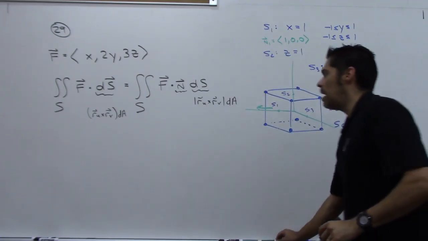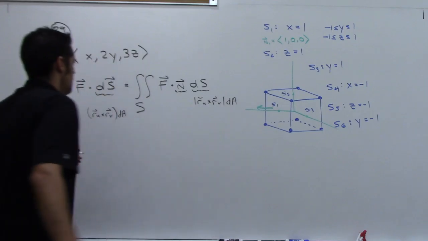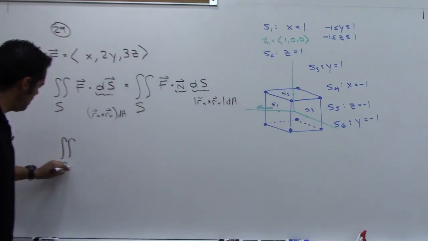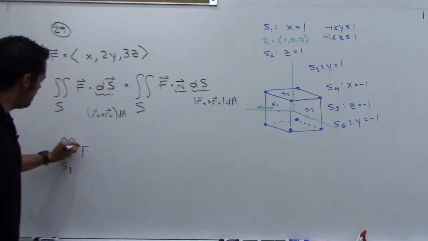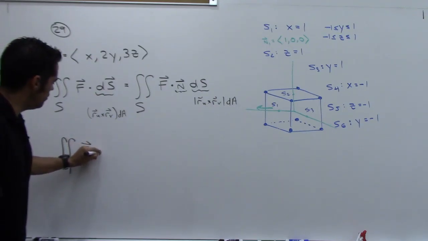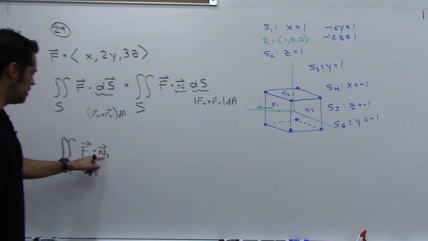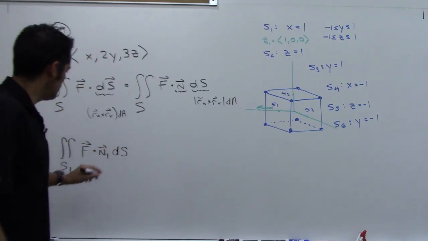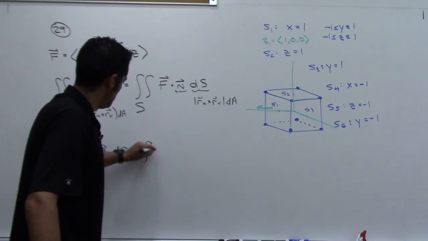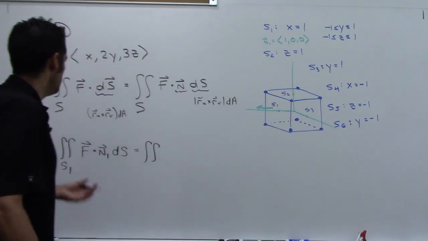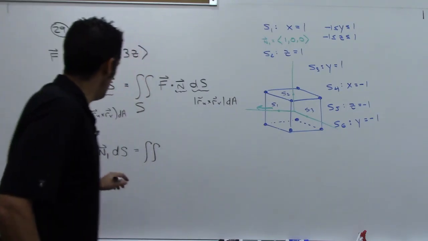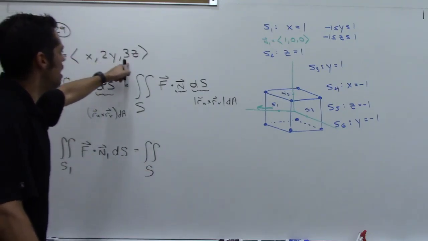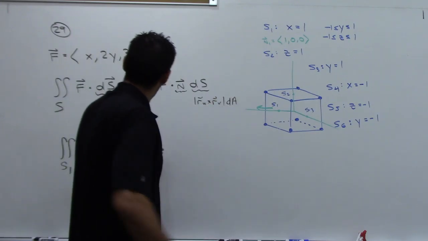So that means that if I'm trying to find the flux on S1, I just need to take F and dot it with the normal of the first surface, n1, dS, which would be the double integral over the restriction, or over S1, of, well, what is F dotted with 1, 0, 0?